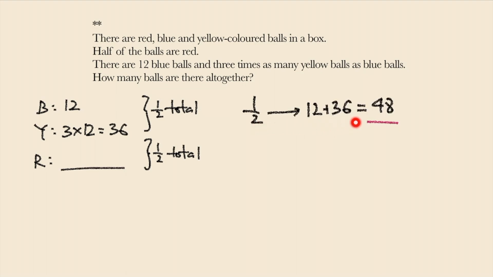So if half is equal to 48, then doesn't that mean red is also 48? Because half is 48, the other half must also be 48. Okay, so question, how many balls are there altogether? So 2 units will be 48 times 2, giving us 96.